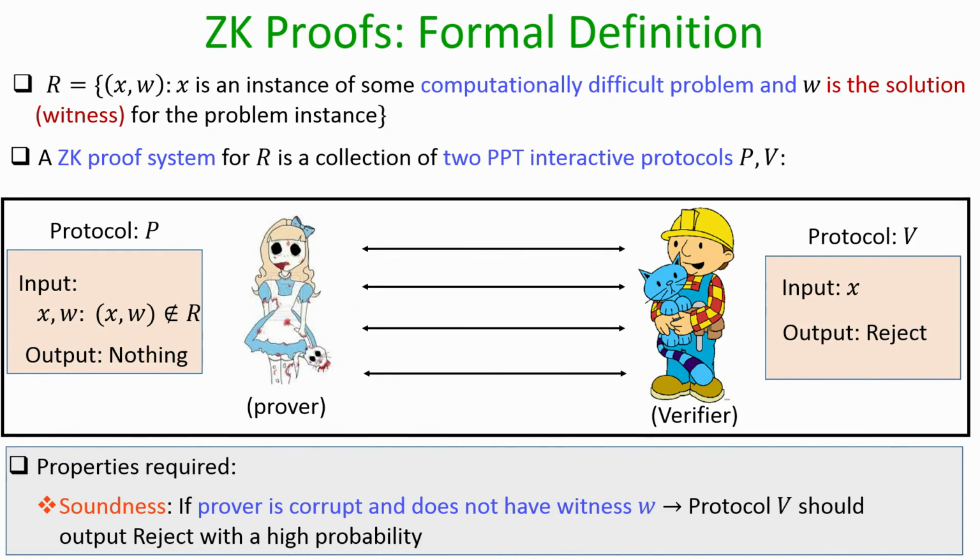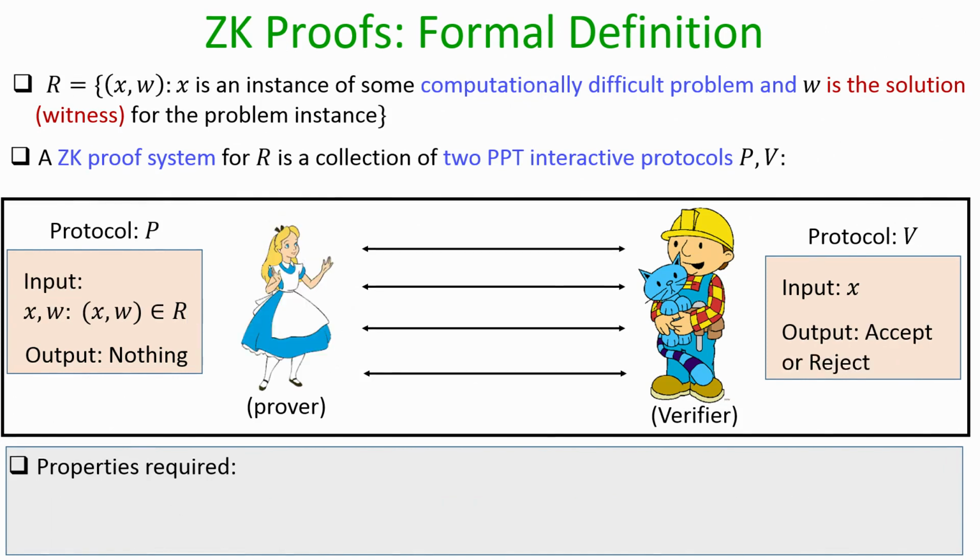That means a malicious prover who does not have a witness w such that (x, w) belongs to the relation R should, with very high probability, not be able to convince the verifier that she knows the witness w. That means, with very high probability, the verifier should be able to catch a malicious prover. That is the soundness requirement.